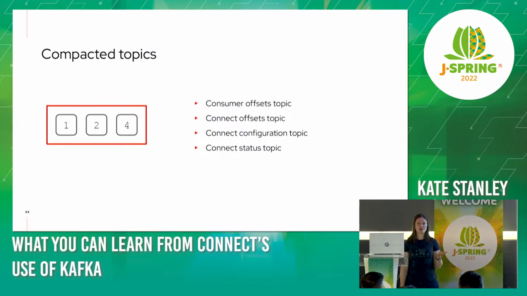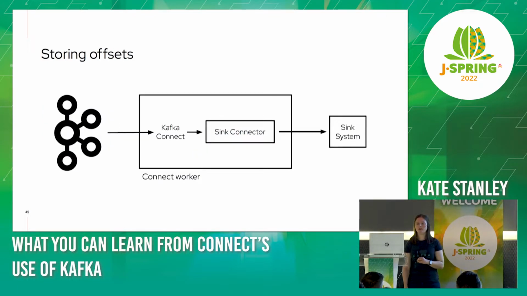So how does Connect use compacted topics? Well, we actually have 4 topics that it uses. The consumer offsets topic, the Connect offsets topic, the Connect configuration topic, and the Connect status topic. So let's look at the first 2, which is all around how we store offsets. So Connect is designed so that if a specific connector, and here I'm kind of talking about the whole thing, converters and transforms and everything, if that were to go down and come back up, it should be able to carry on where it left off.